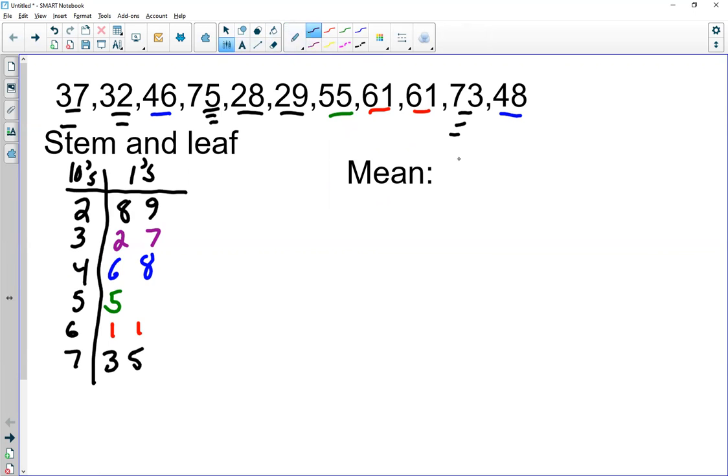545. Okay, so you add it all together, which seems to be 545. Then you divide by how many numbers you have, which is 11. This should be 49.5. Don't type it wrong then.